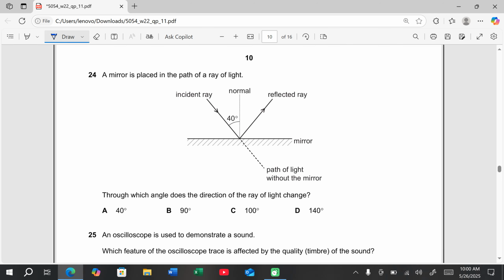A mirror is placed in the path of the ray of light. Through which angle does the direction of the ray of light change? Okay, the ray which was going straight is now going this way, so we need to find this angle. This is 40, this is 40, because angle of incidence is equal to angle of reflection, and we need to subtract the sum of these two from 180. You will get 100.